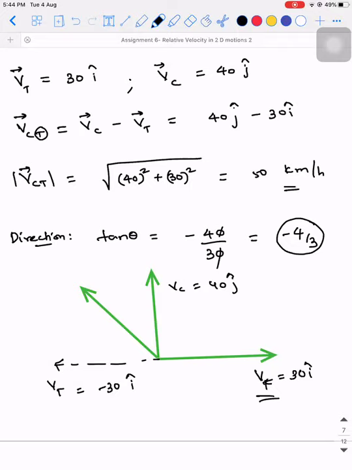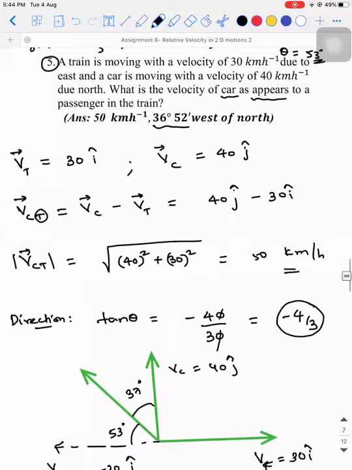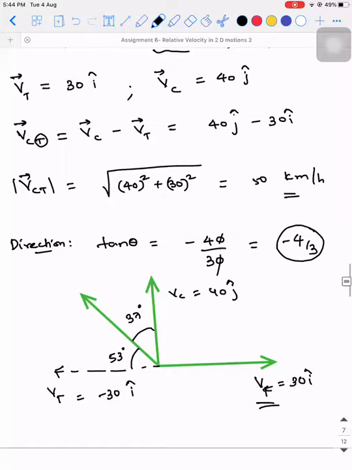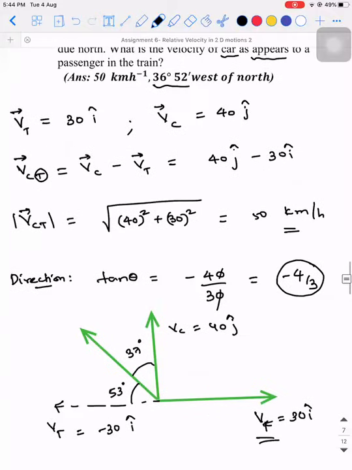Am I right? Because the velocities are called opposite vectors. Right? Then, what is the angle that I got? I got the angle here as 53 degrees. So if this is 53 degrees, how much will this be? 90 minus 53, that will be 37 degrees. That's what they have given us as 36 degrees 52 minutes. It's approximated to 37. Okay. So 37 degrees, how are you going to report the answer? 37 degrees west of north. That's it.